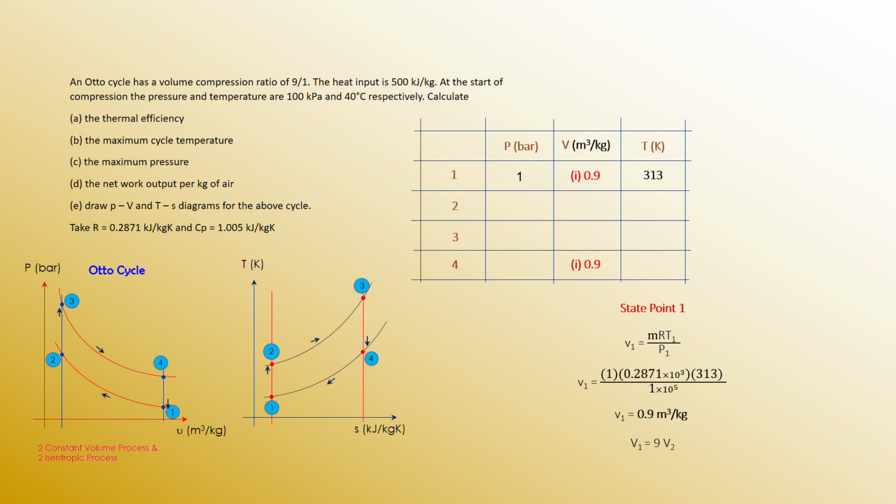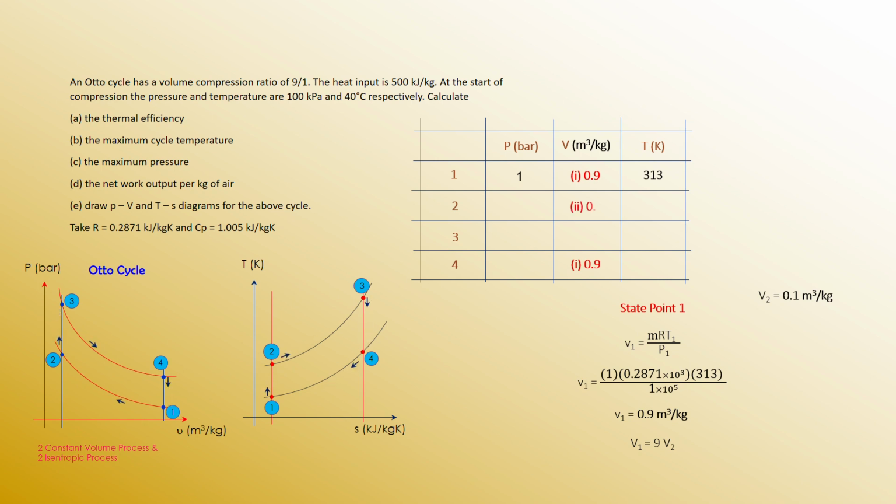And then after that, we know that the question has given us a compression ratio of 9:1. That is V1 over V2. So V1 is equal to 9 times V2. Or you can get V2 by taking V1 divided by 9. So that is equal to 0.1 meter cube per kg.